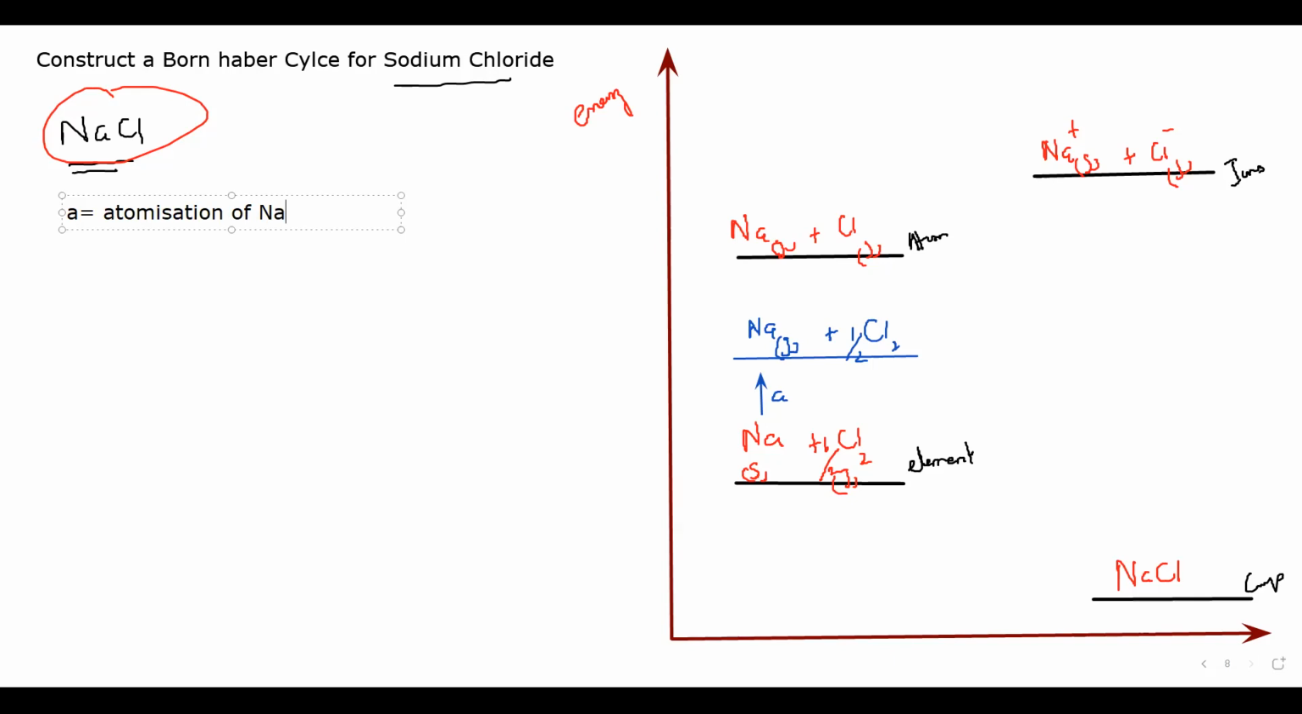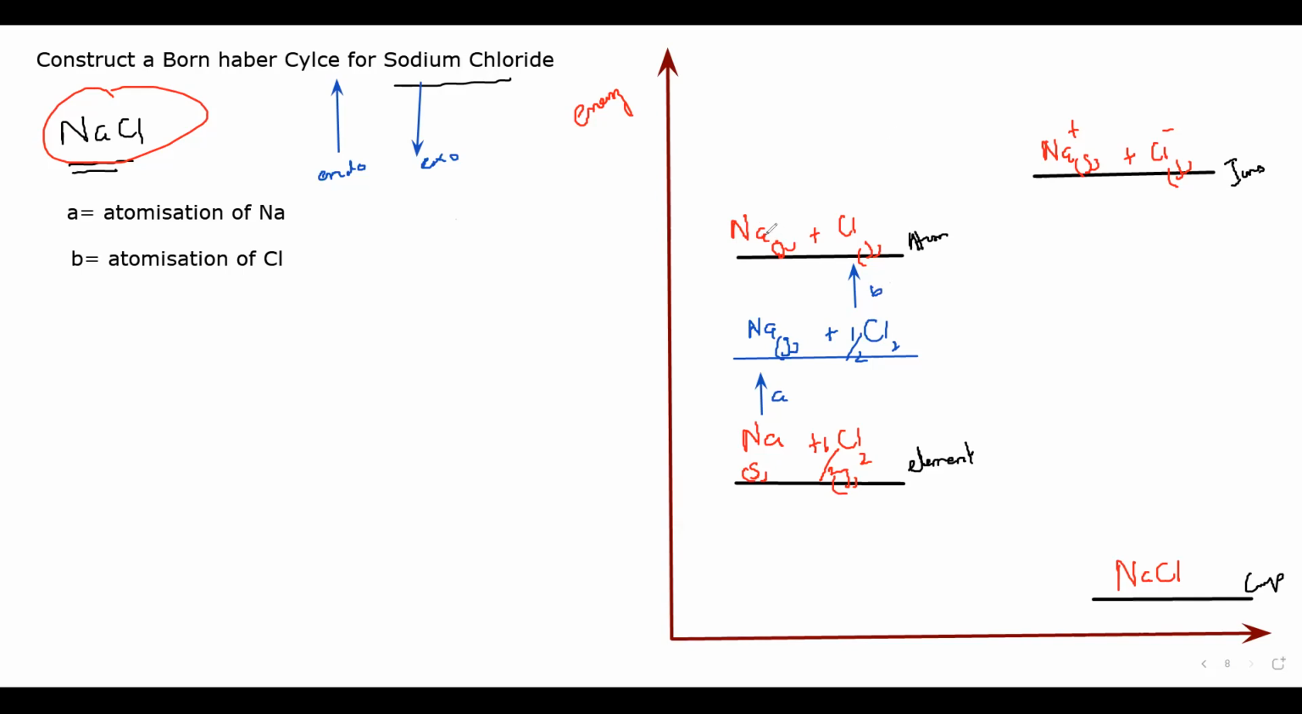Then what we did? We atomized chlorine. So the second thing, we atomized chlorine. As you can see, the arrow is pointing up. If the arrow is pointing up, it shows an endothermic change. And if the arrow is pointing down, it represents an exothermic change. Because to produce atoms from an element or molecule, we have to break the bond. That's why both are endothermic. So for label A and label B, the arrows are pointing up.